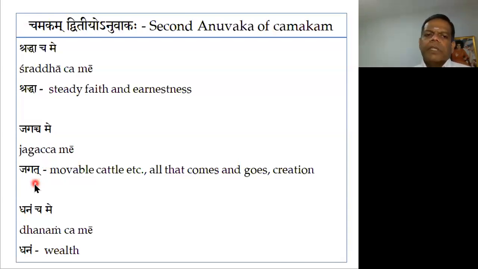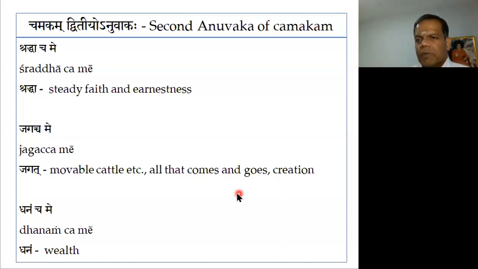Jagat Chame Kalpatam. Jagat means anything movable. The commentators have said movable, cattle, etc., things which are moving around, that kind of meaning. But I have given a separate meaning: all that comes and goes. In our life, many things come to us and they leave us also. And Jagat is also this creation where everything is born and everything dies.